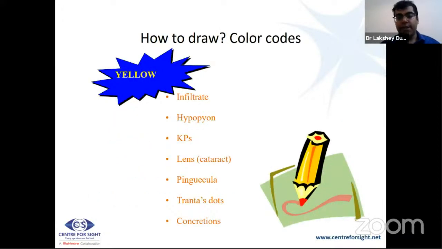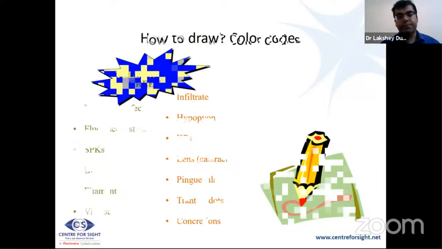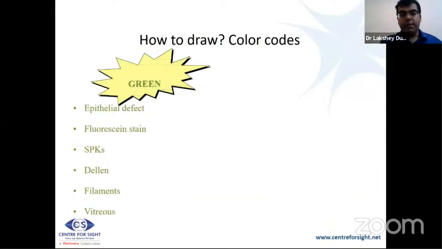Yellow for infiltrates, hypopyon, KPs. So here I would highlight pigmented KPs are brown in color, while fresh KPs you draw with yellow. Cataractous lens with yellow, pinguecula yellow, Trantas dots yellow, concretions. Green color for epithelial defect, fluorescein stain, SPKs, Descemet's, vitreous.